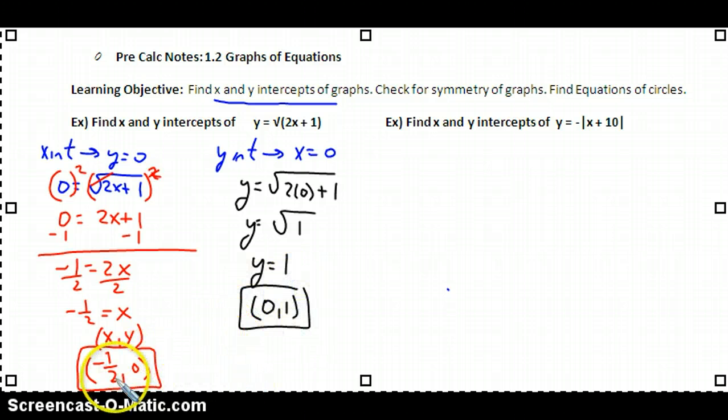So these would be my two answers. Make sure when you write your x and y intercepts that you're writing it as a coordinate point.